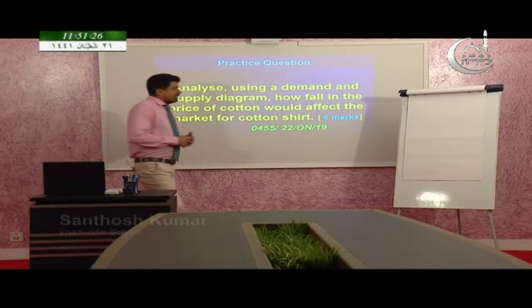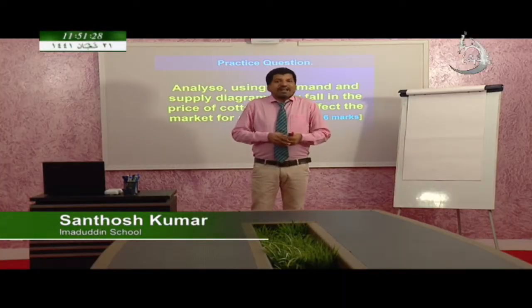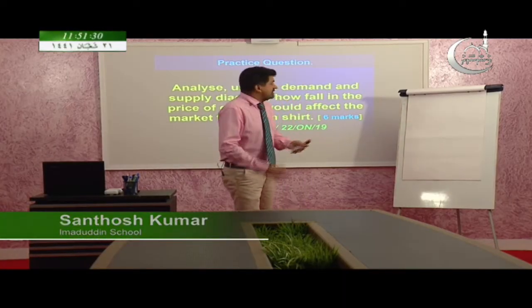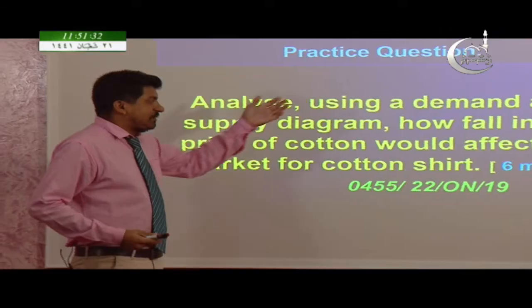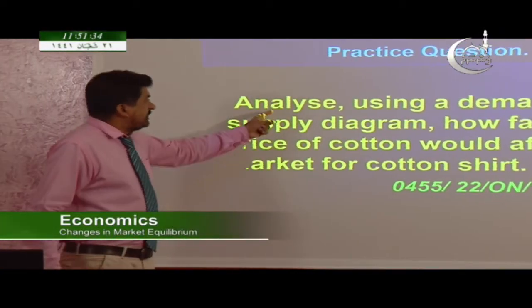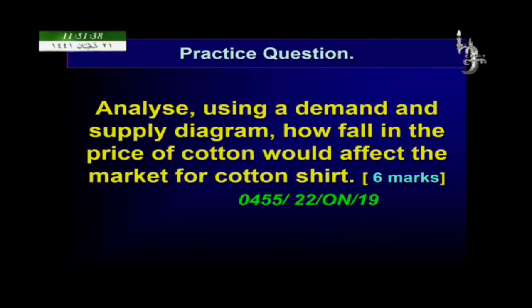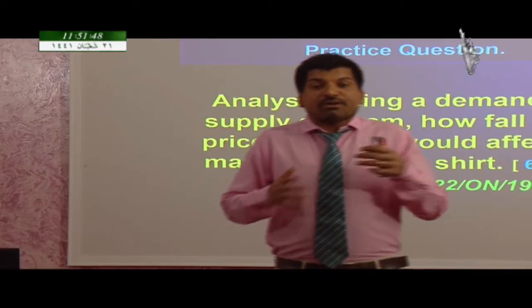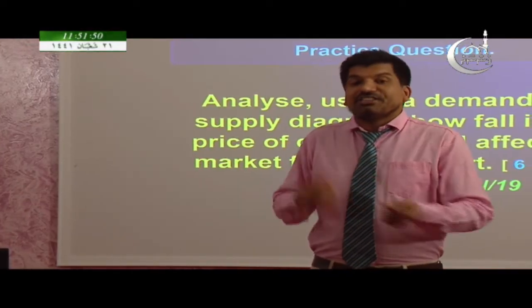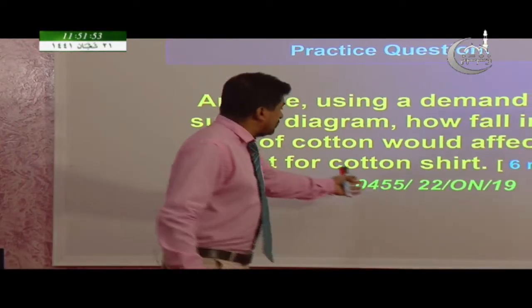Okay, welcome back. Based on these different scenarios, I have one question, a last year IGCSE question. It says, analyze using a demand and supply diagram how a fall in the price of cotton would affect the market for cotton shirts. Normally this demand and supply diagram carries 6 marks, the most frequent question from this IGCSE. So look at this last year's question.